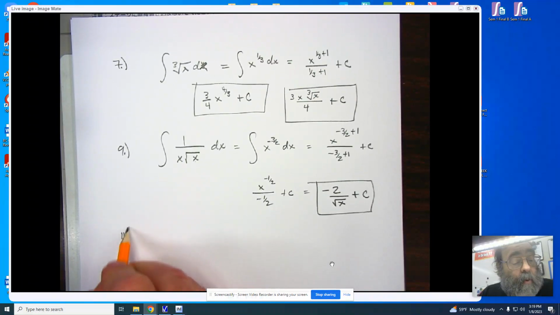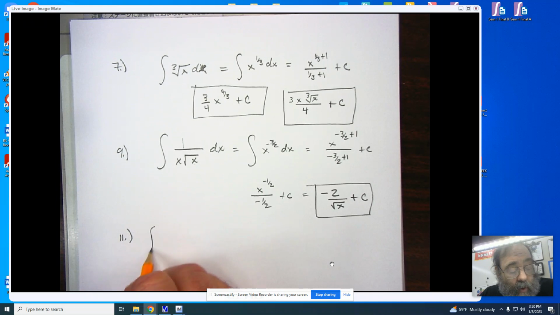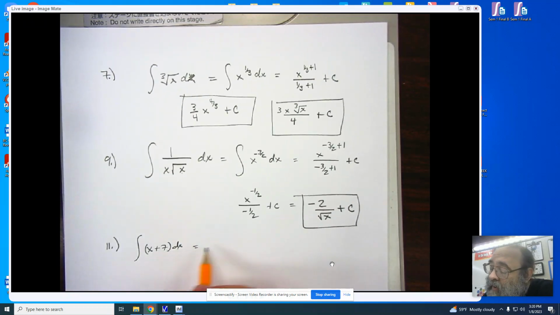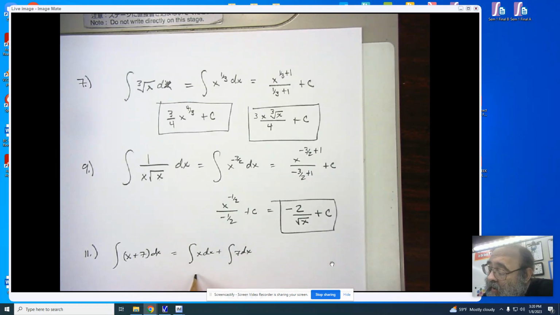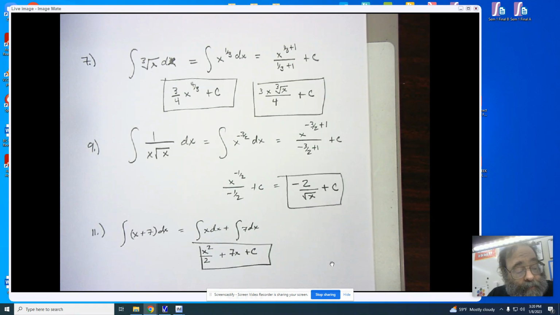Number 11, all the way up to number 31, is just having you do the basic integration process. So for example, in number 11, we're looking at x plus 7 dx. Now, according to our rules, we can integrate each piece separately. So I'm looking at x dx plus the integration of 7 dx. When I integrate, I end up getting x squared divided by 2 plus 7x plus c. And that's my answer. Remember, do one piece at a time.